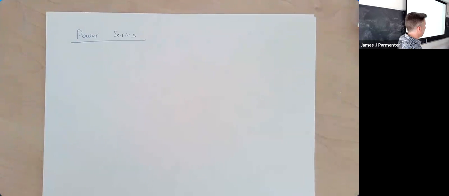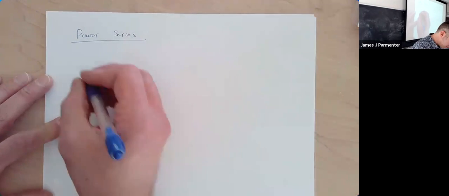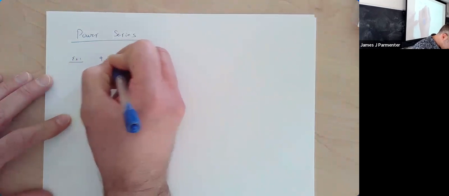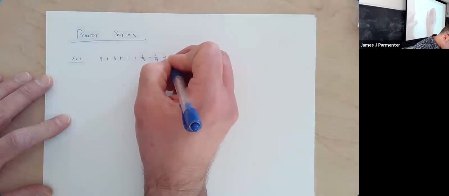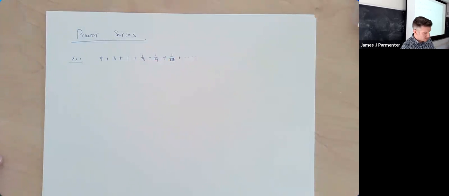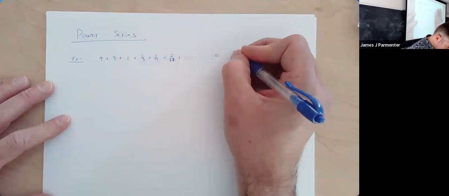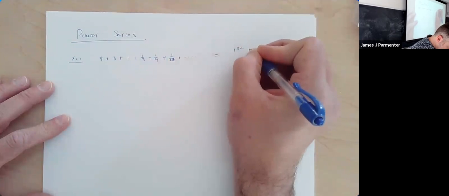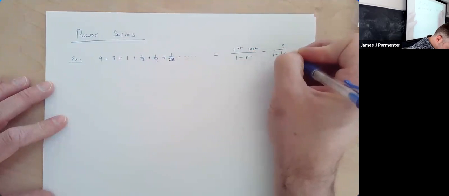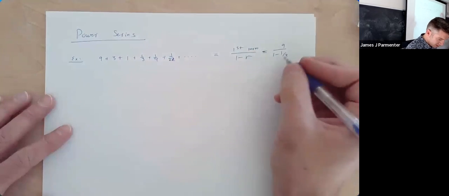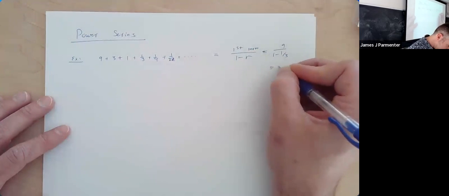So we have already found the sum of some series, right? We know, for example, that 9 plus 3 plus 1 plus a third plus a ninth, 27th, and so on, is a geometric series. I can see that my ratio is 1/3, and that's going to add up to the first term over 1 minus my ratio, which is 9 over 1 minus 1/3, which simplifies to 9 times 3 halves, which is 27 halves.